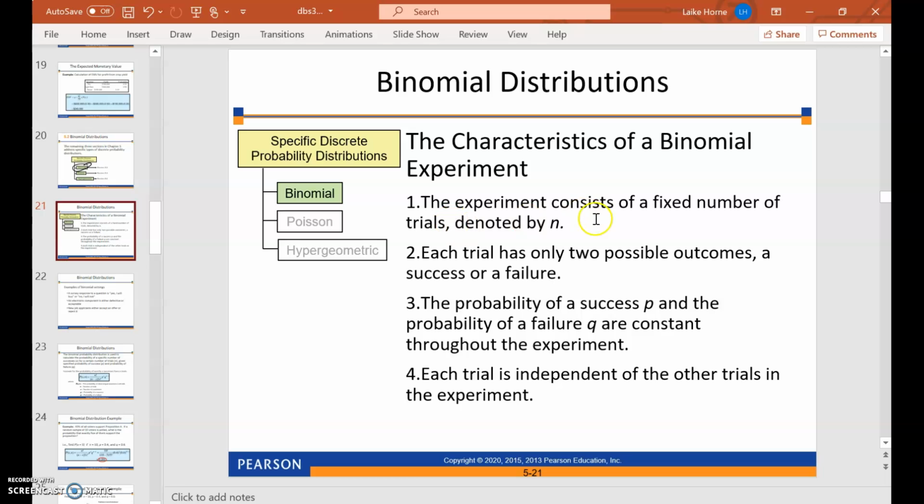How do we know when it's a binomial? Well, first of all, you're going to have a number of trials, and that's going to be n. That's how many times you conduct the experiment, and each trial can only have two possible outcomes. Think of binomial like a bicycle has two wheels. You can only have two outcomes. The probability of success is always going to be P, and the probability of failure is going to be Q. And every trial is going to be independent of the other trials in the experiment.